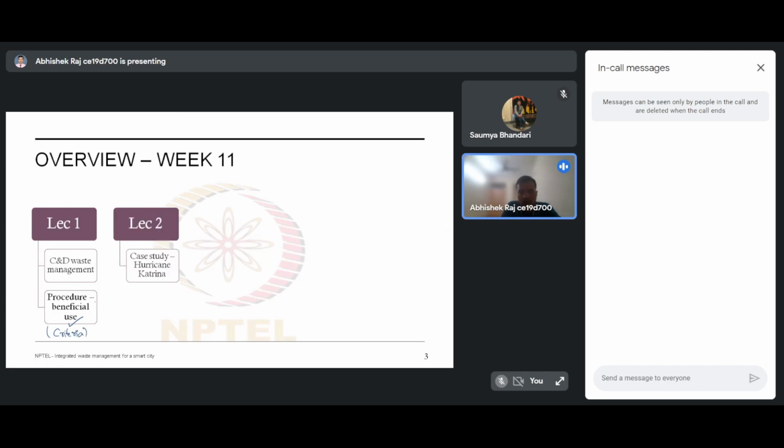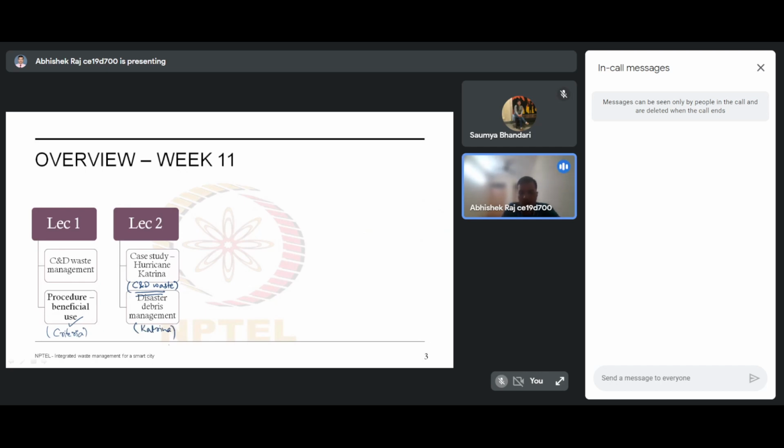Followed by this was lecture 2. That was about the case study on Hurricane Katrina. It generated millions of tons of C&D waste. So how this waste was managed, what were the types of waste, what were the issues with it. So this was in lecture 2, followed by the disaster debris management in the context of Hurricane Katrina.